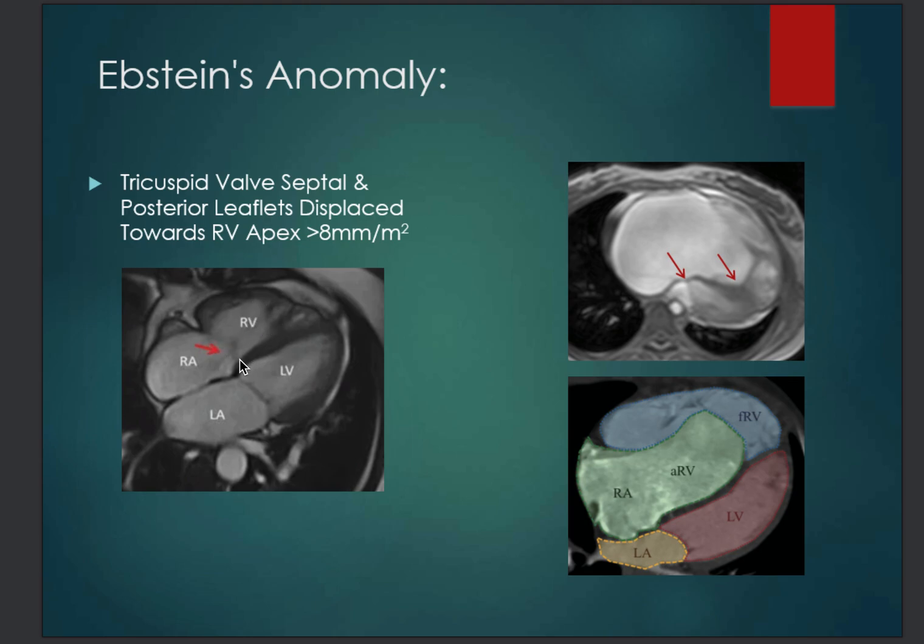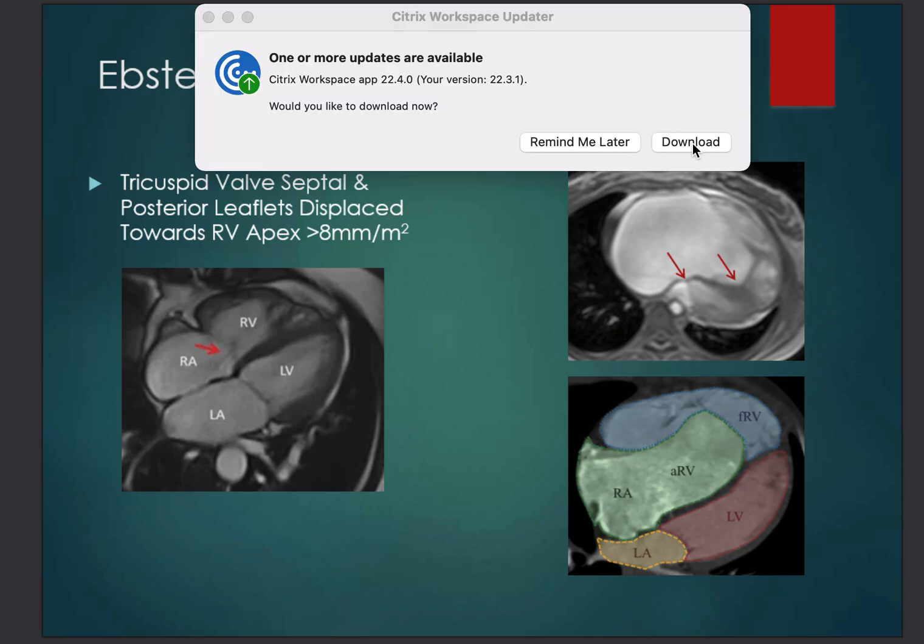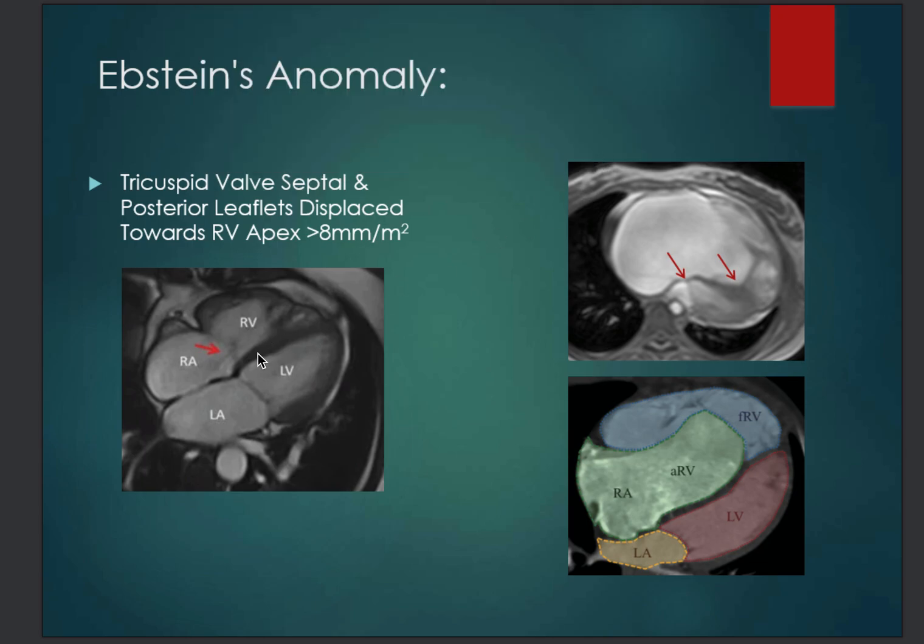And of course, with a dysplastic displaced leaflet, this will cause tricuspid regurgitation, and in very rare cases, tricuspid stenosis. But in most of the cases, it's tricuspid regurgitation because of the dysplastic anomaly of the displaced leaflets of the tricuspid valve. This would also lead to the size of the right atrium being enlarged, where there is an atrialized portion of the right ventricle.